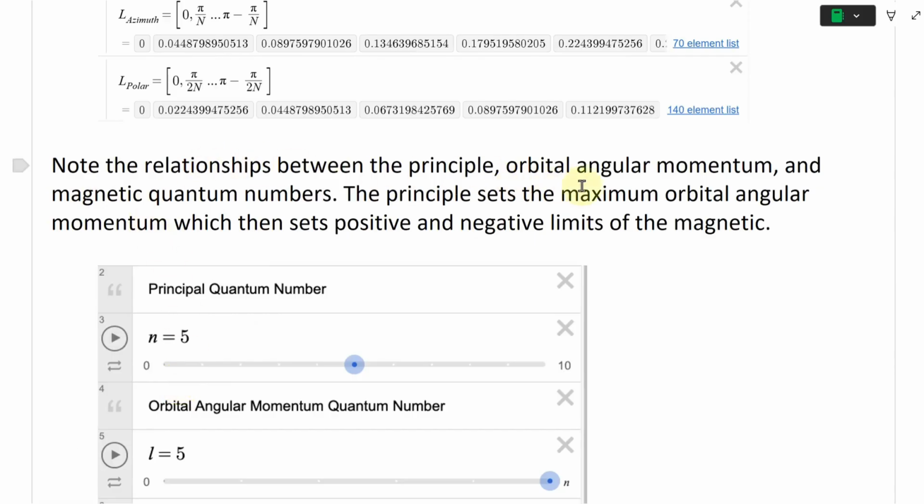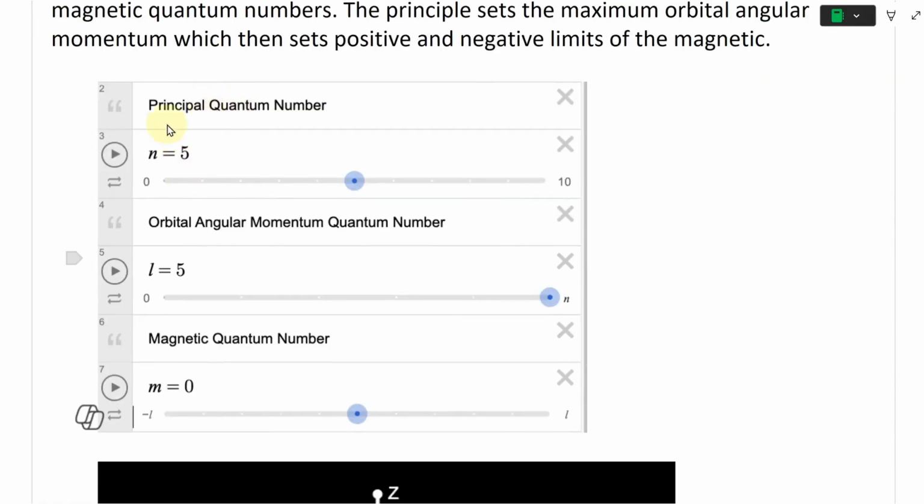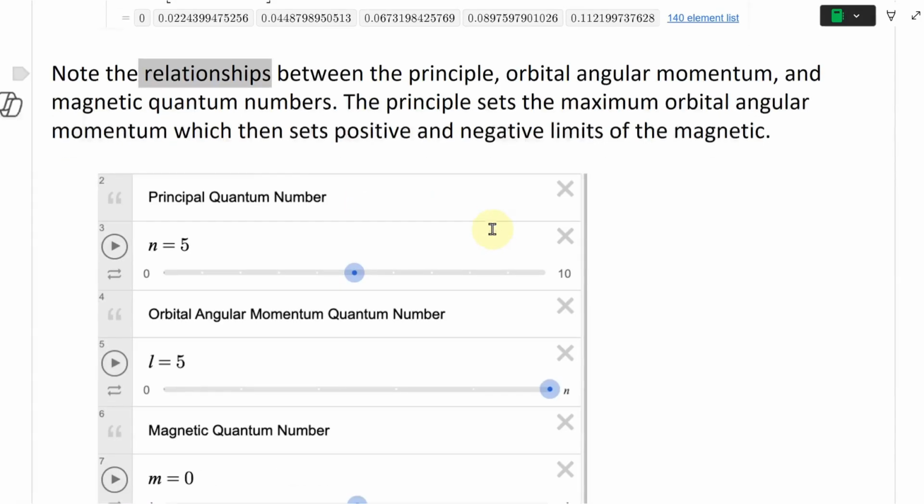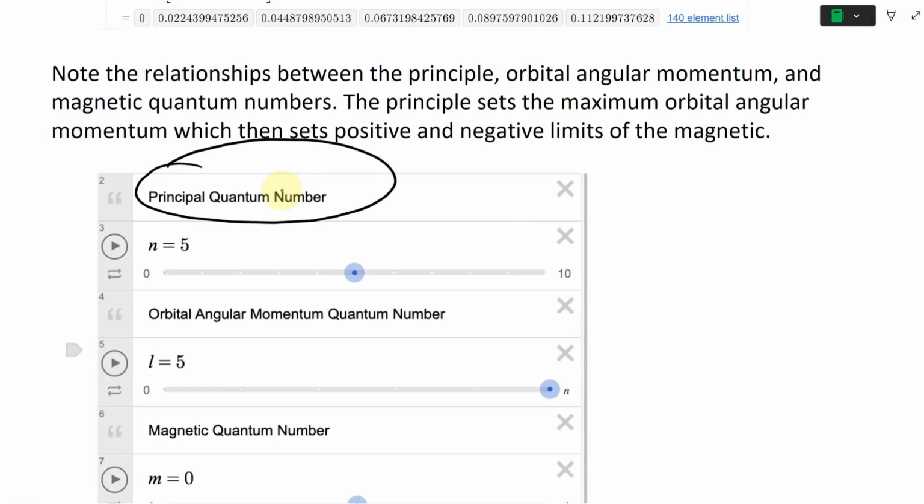Note the relationship between the principal, orbital angular momentum, and magnetic quantum number. There's a principal quantum number n. Note the relationships between them: the principal sets the maximum orbital angular momentum, which then sets positive and negative limits of the magnetic. In other words, this principal is the n used in quantum mechanics, and this sets the maximum orbital angular momentum. This is the one we were dealing with. That's why we didn't deal with this one.